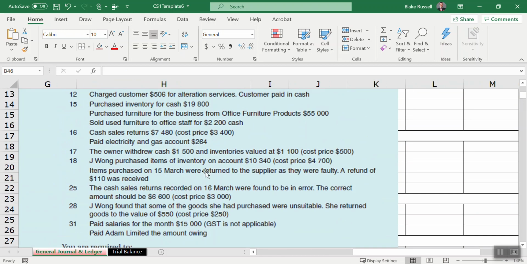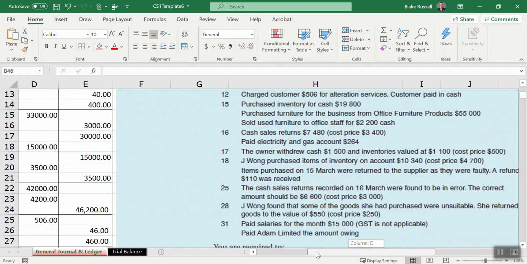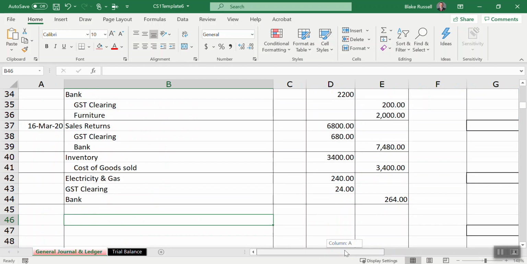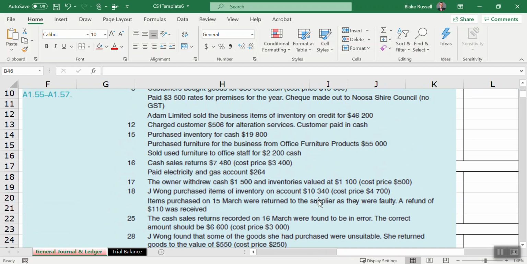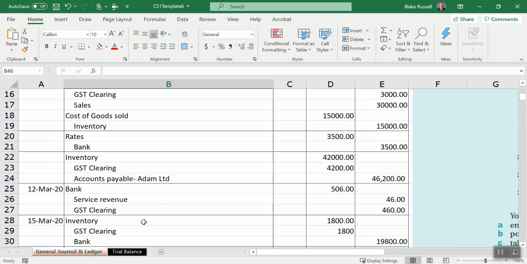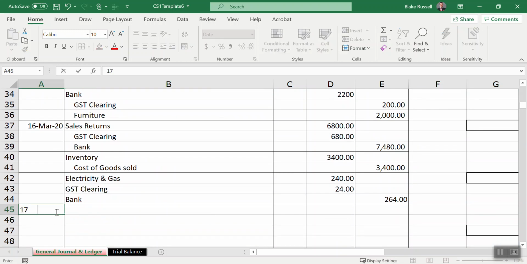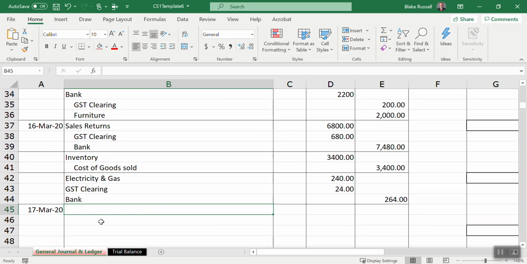Next up. Owner withdrew cash 1,500 and inventory valued at 1,000. Okay, here we go. So we haven't done a drawings of inventory yet. Quickly do the cash. I'm going to do them both together. 17th. So drawings is the account we're going to use. When you take money from the business is drawings.